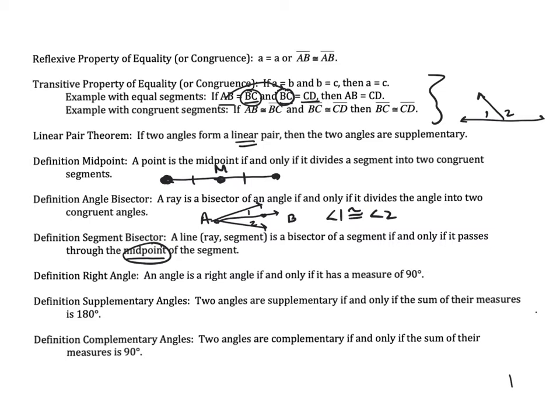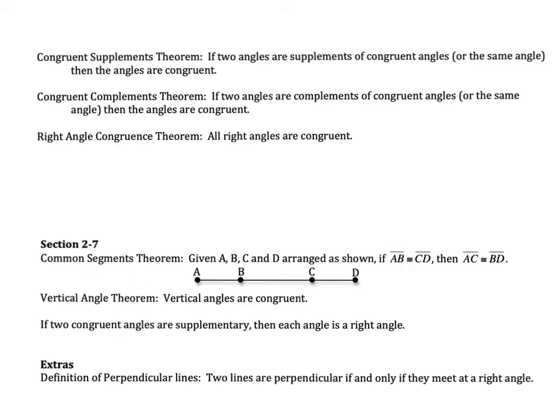Definition of right angle. An angle is a right angle if and only if it has a measure of 90. We know that one. Definition of supplementary angles. Two angles are supplementary if and only if their measures add to 180. So we could turn that around. If they add to 180, then they're supplementary. Definition of complementary angles. Two angles are complementary if and only if their sum is 90. So if their sum is 90, then they're complementary. That's the converse. So there are a lot of reasons here.